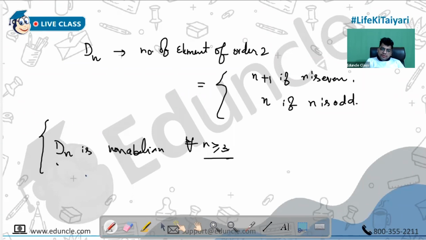And if you find the center of the dihedral group Dn, what is the center? It is either the identity, or e comma y raised to power n by 2 if n is even.